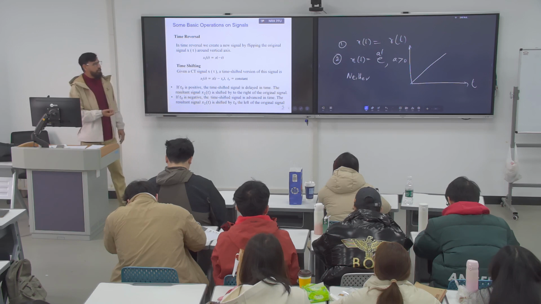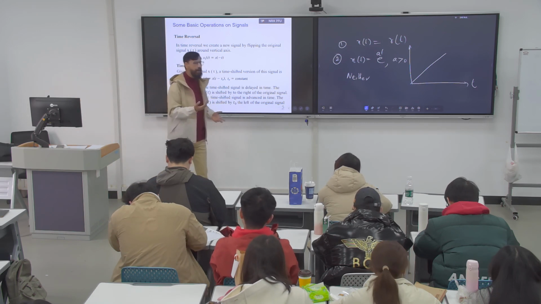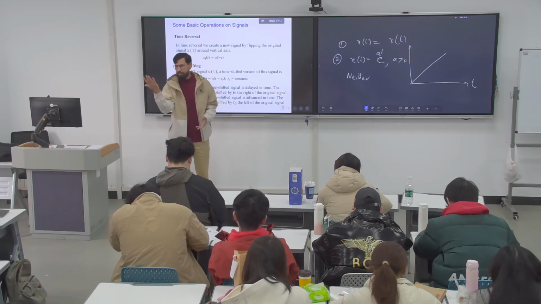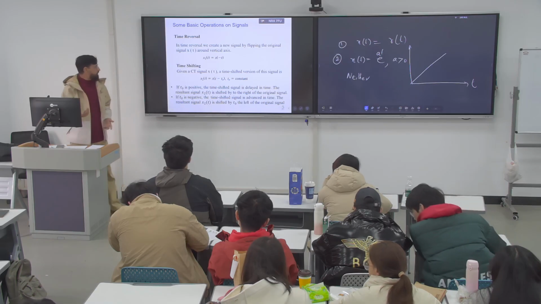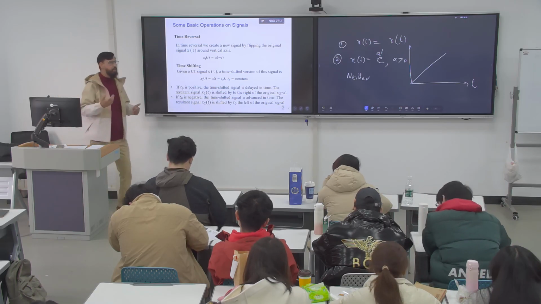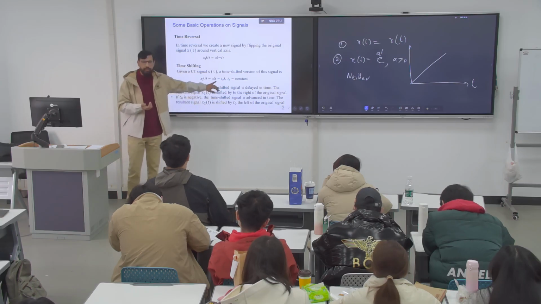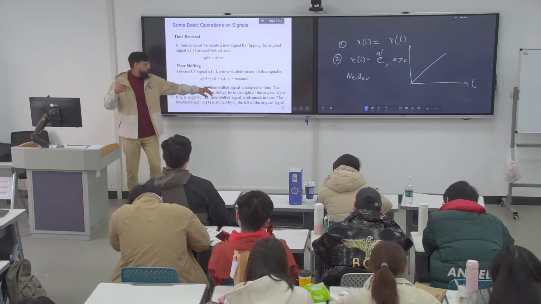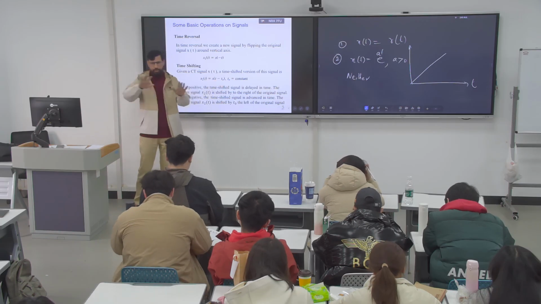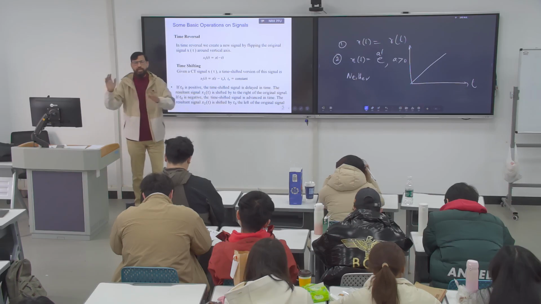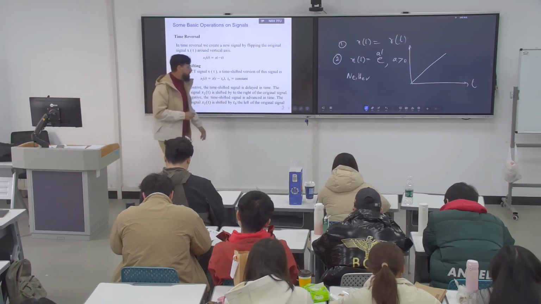Now, some basic operations on signals. Well, time reversal: x of t, x of minus t. A signal, flip it. That is minus t. Similarly, time shifting. If I am delaying the signal, here I am delaying the signal with a minus. If I put a plus sign, I'm advancing the signal. So delay the signal, advance the signal. That is time shifting.